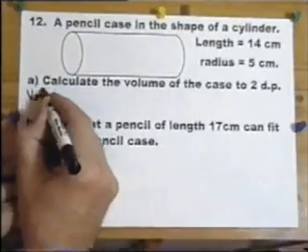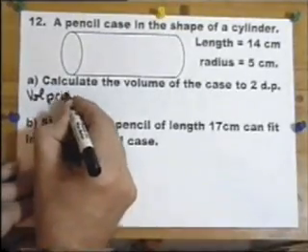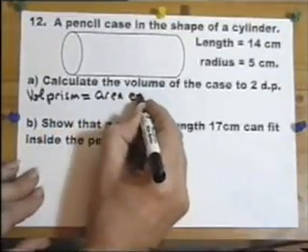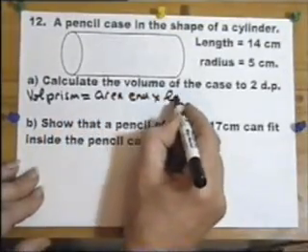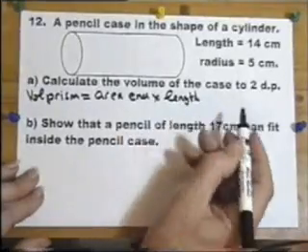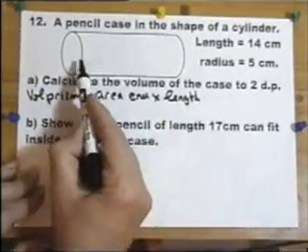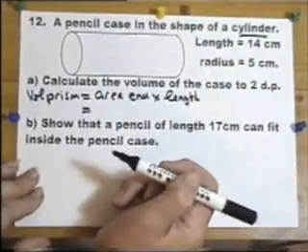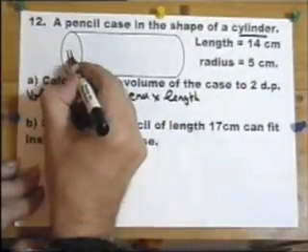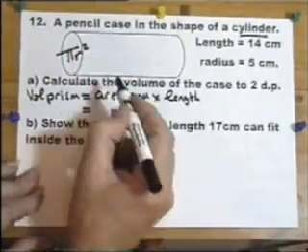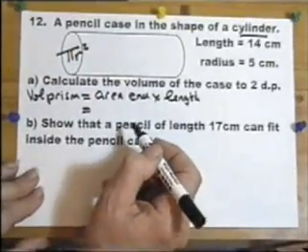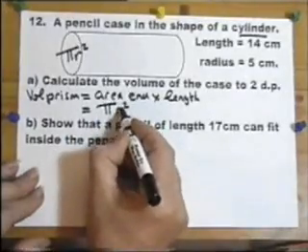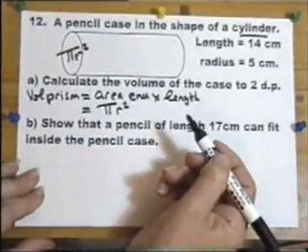The volume of any prism equals the area of the end times the length. Now this particular prism, which is a cylinder, it's got a circular end, and you are meant to know, you won't find this on any formula sheet, that the area of a circle is pi r squared. If you don't know that, you do need to learn it and remember it. The area of a circle is pi r squared.